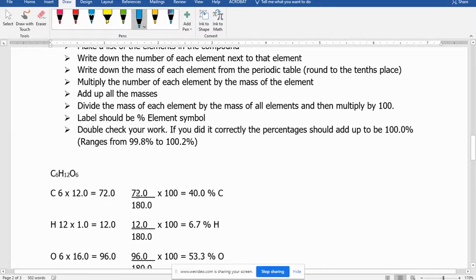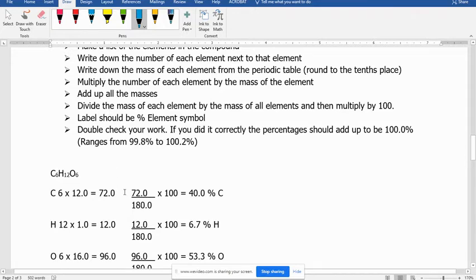Then what we do is we will take that mass off of the periodic table, and we'll write times the mass off the periodic table. Take that to the 10th place, so you're going to round that to the 10th place. So for carbon, that would be 12.0. For hydrogen, it would be 1.0. And for oxygen, it's 15.99999. That rounds up to 16.0 when we put it to the 10th place. So 6 times 12 is 72. 12 times 1 is 12, and 6 times 16 is 96.